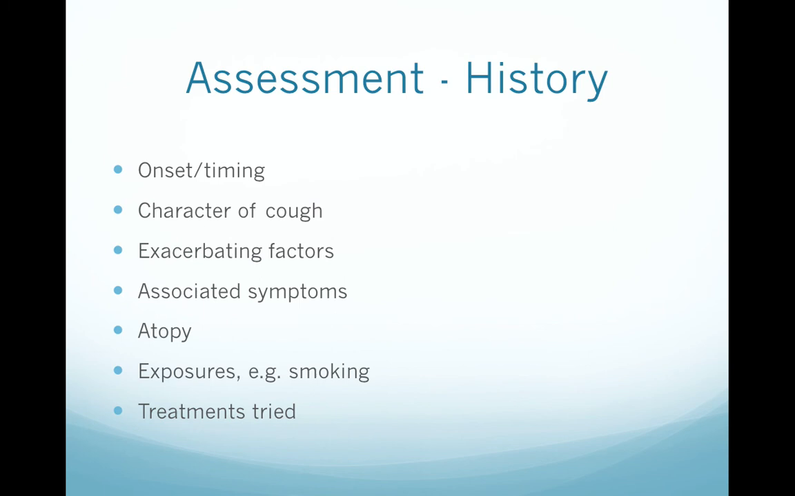The character of the cough can be helpful. For example, a brassy cough represents possibly tracheitis or bronchitis. A barking cough might be croup. A bovine cough might represent vocal cord paralysis from recurrent laryngeal nerve palsy.